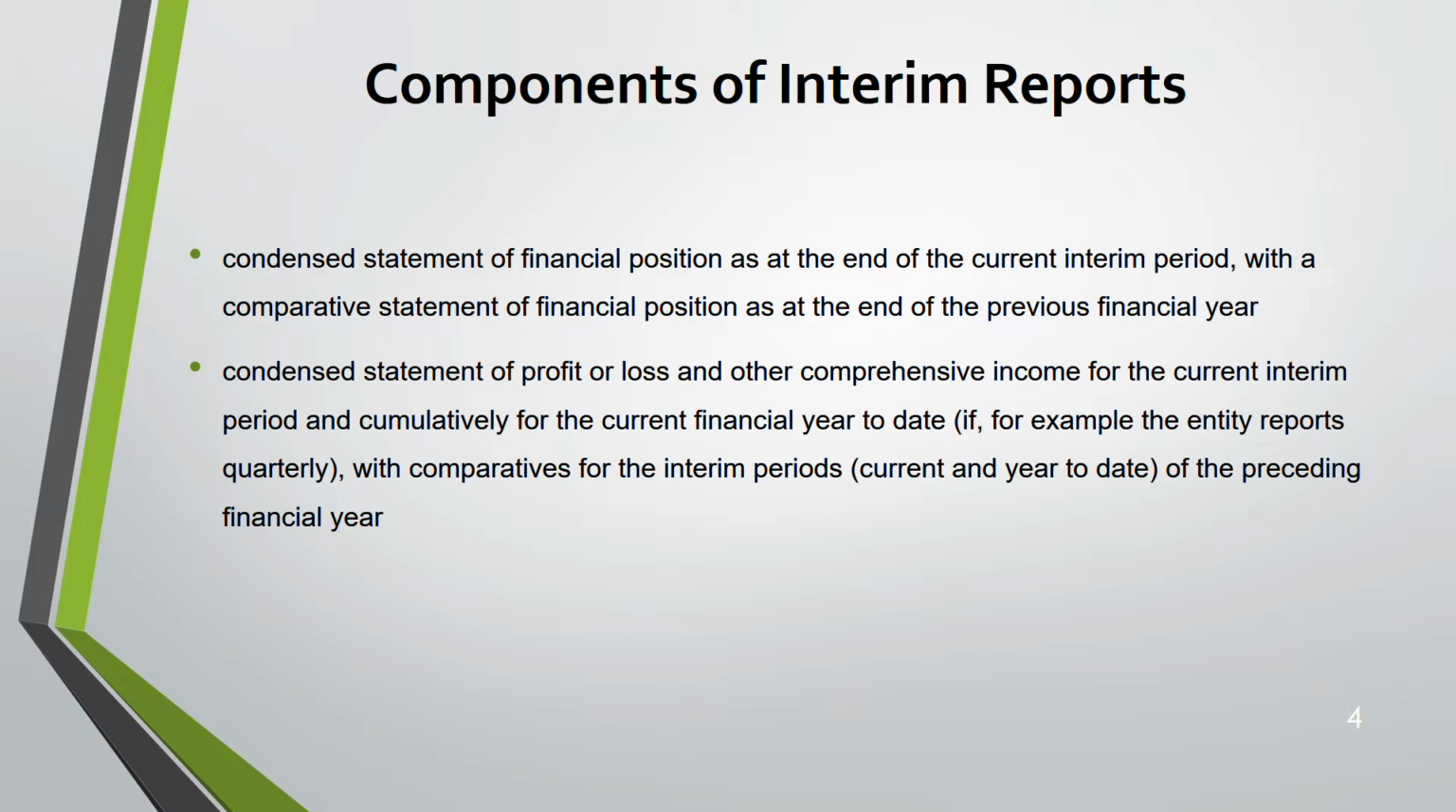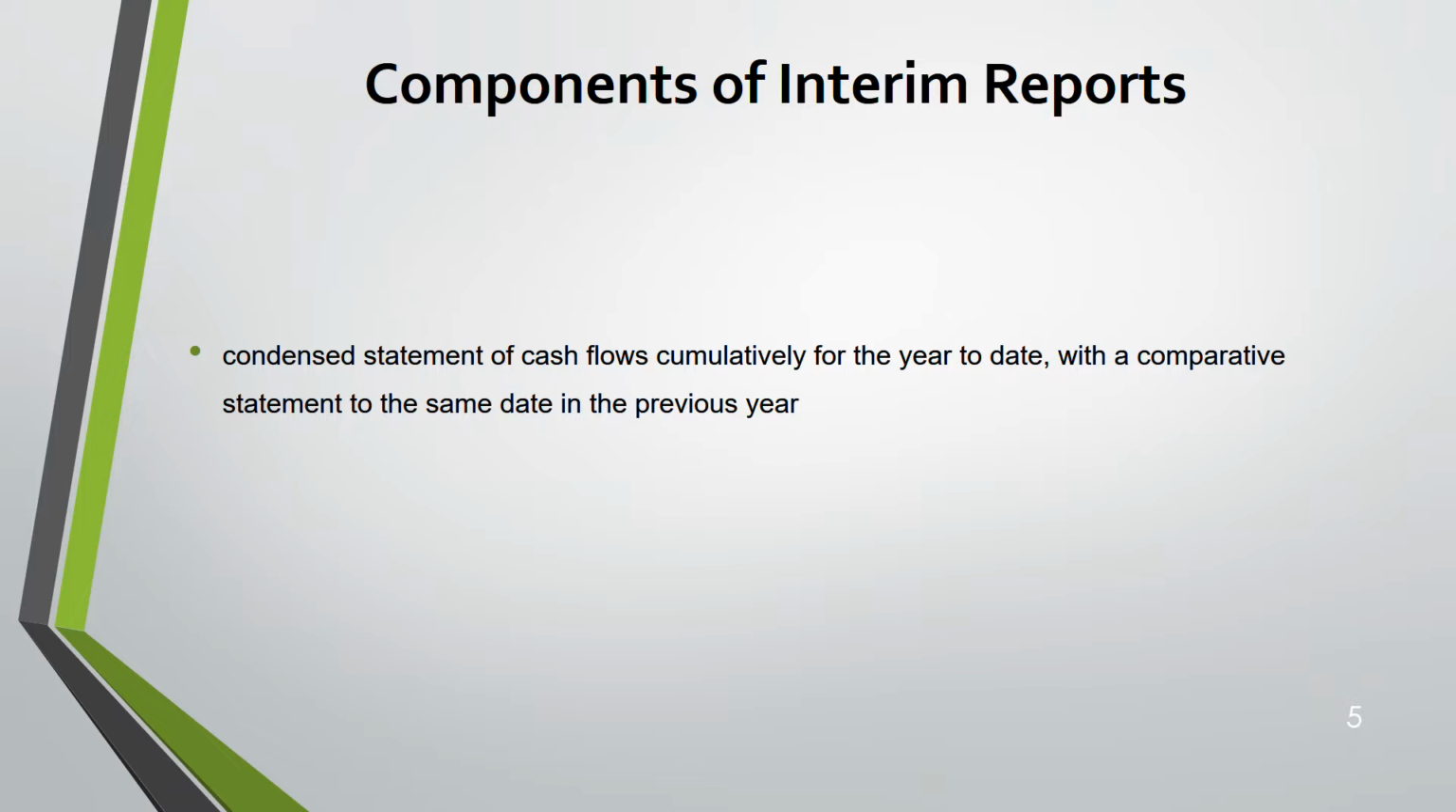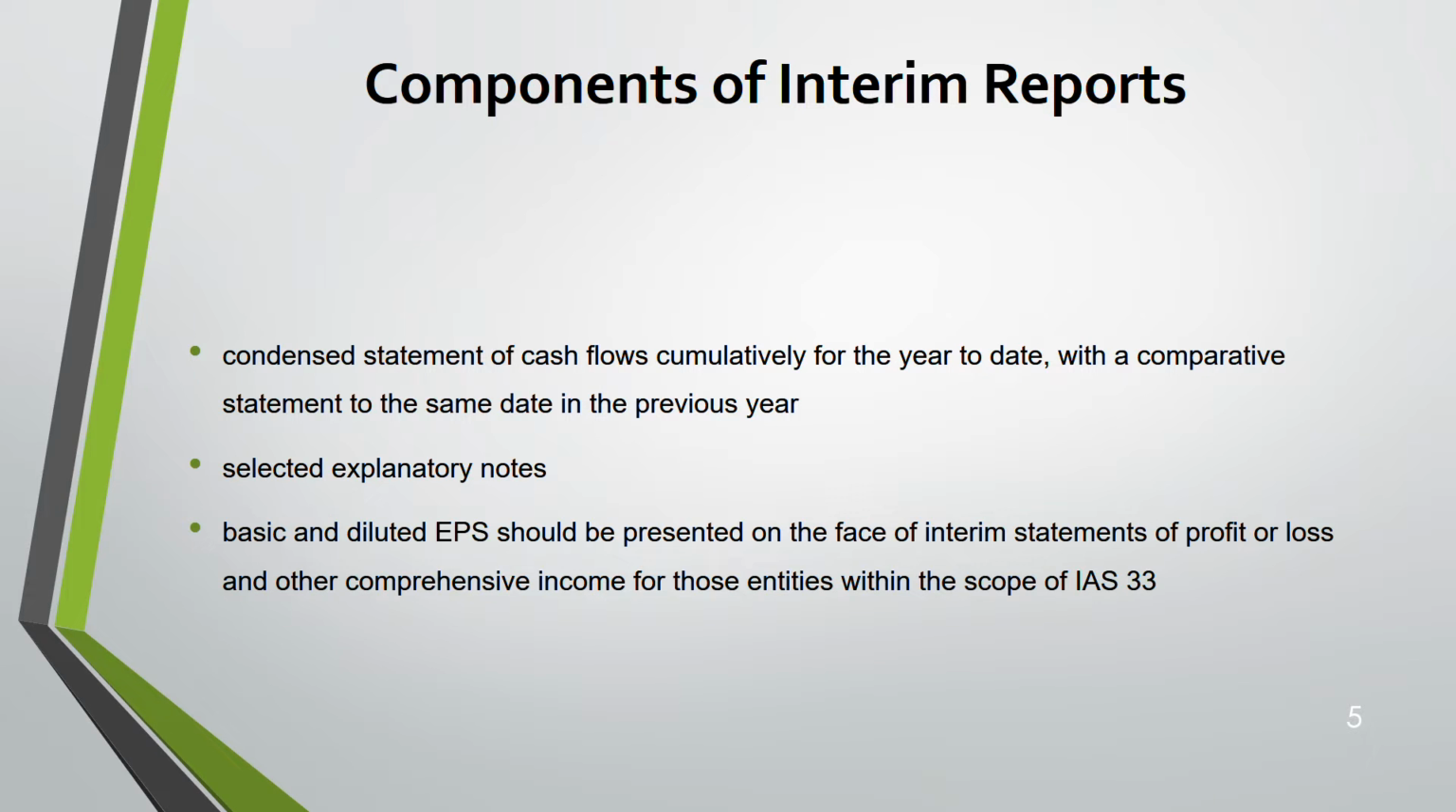It's the same for the profit and loss. You have this year up to date and last year's statement of profit and loss and other comprehensive income so that you can compare. Same for the statement of changes in equity, same for the cash flow, same for all four statements. You have this year and the comparative from the previous year for the same period. Then we have selected explanatory notes. Not all notes are required, only some selected.